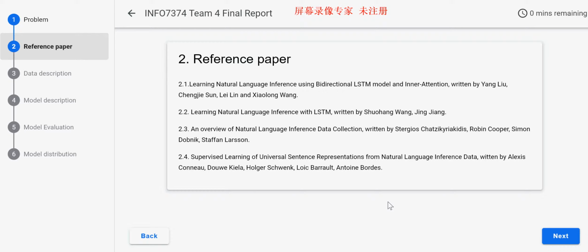So we researched the paper, an overview of natural language inference data collection. And then we read the paper, supervised learning of universal sentence representations from natural language inference data. Because most of the models are unsupervised in NLI, we wanted to learn some information from this paper to pick out the differences between supervised and unsupervised.